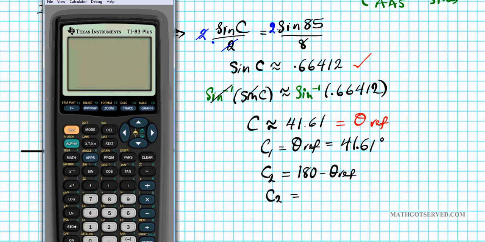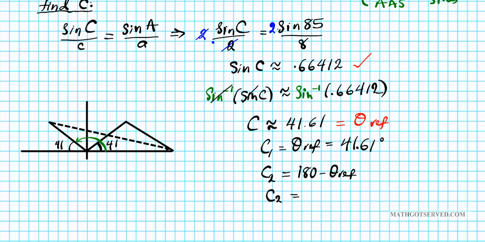We have 180 minus 41.61, and we get 138.39. Okay, so that's the second possible triangle, 138.39 degrees. So this one over here is 138.39. Now, what do you notice?